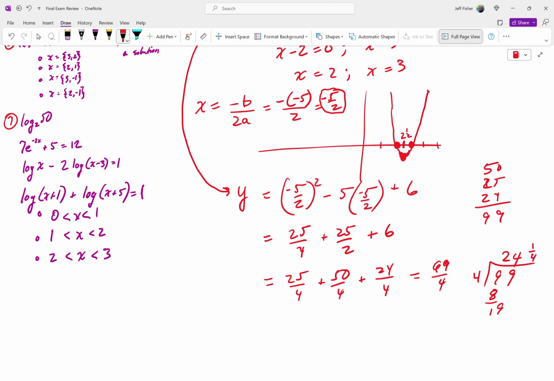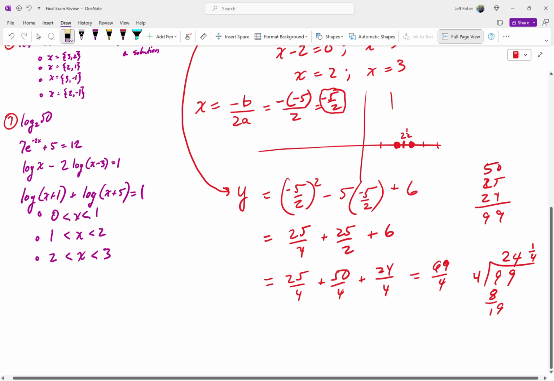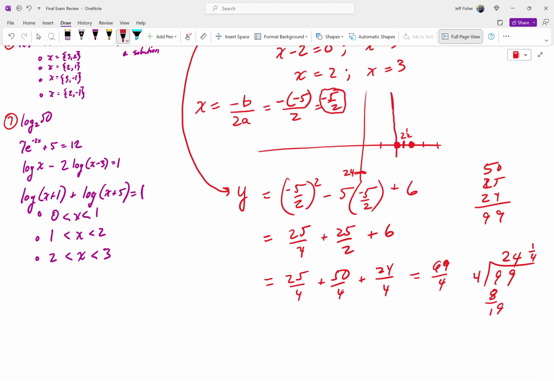So it's going to be 24 and a fourth down, right? So it's actually going to go way down here to just over 24. Okay, and that is how we solve it, and it's also how we graph it. We found the vertex right here, which is the point negative 5/2 and 99/4.